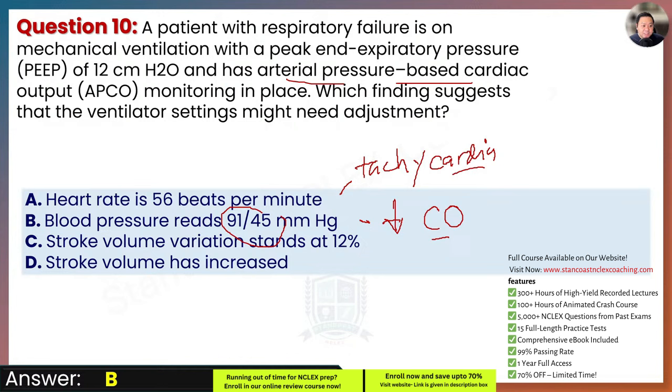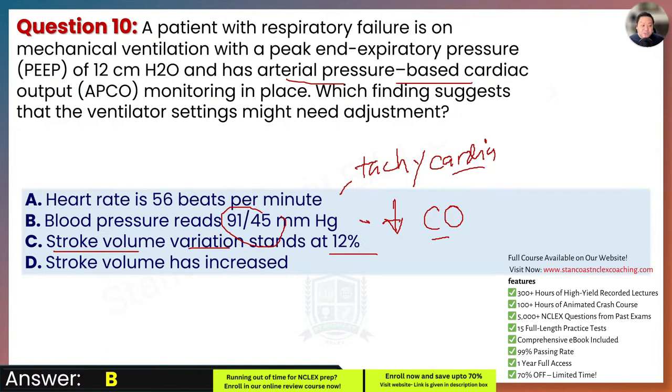Stroke volume variation stands at 12%. Well, the clue here is stroke volume variation. So what does it mean? With a 12% variation, this is within the normal range for mechanically ventilated patients. Stroke volume variation reflects fluid status or changes in cardiac mechanics during ventilation. And 12% is not alarming, and it does not indicate that ventilator settings like PEEP are problematic. For the patient to experience negative effects of PEEP, you'd expect a much larger variation or another sign of compromised cardiovascular function.